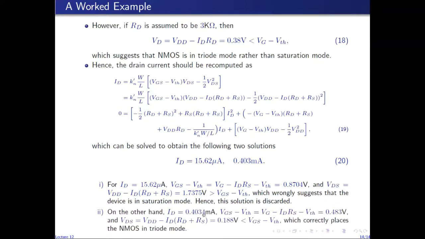So for this drain current, we can find VGS minus V threshold again using this expression. This comes out to be 0.483 volts. And we can find VDS again using this expression, which comes out to be 0.188 volts. Since VDS is less than VGS minus V threshold, this value of drain current correctly identifies the NMOS to be in the triode mode. So using this set of rules, you can analyze any given MOSFET circuit at DC like this.